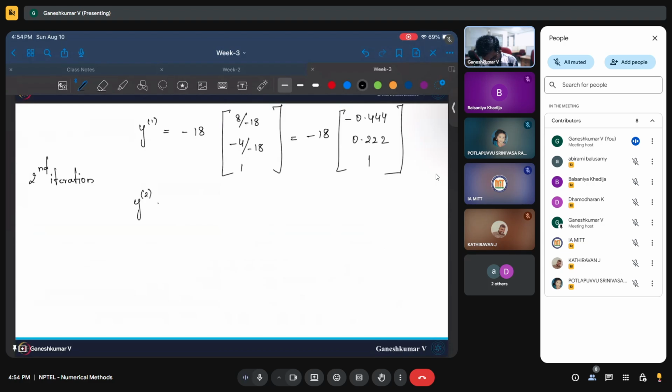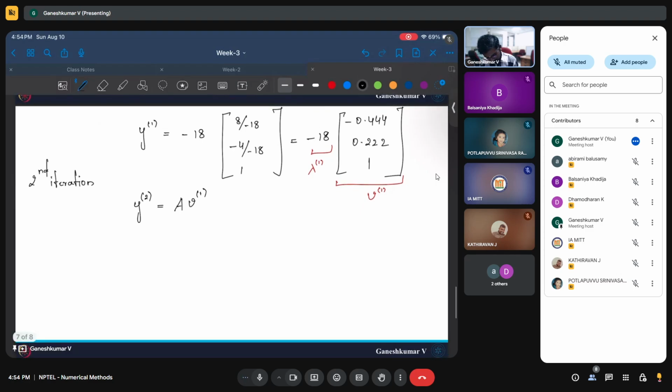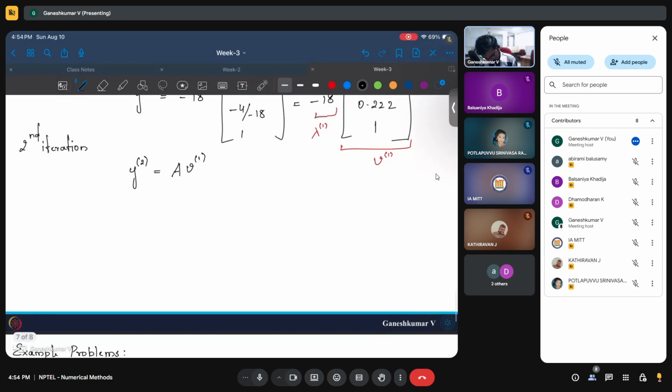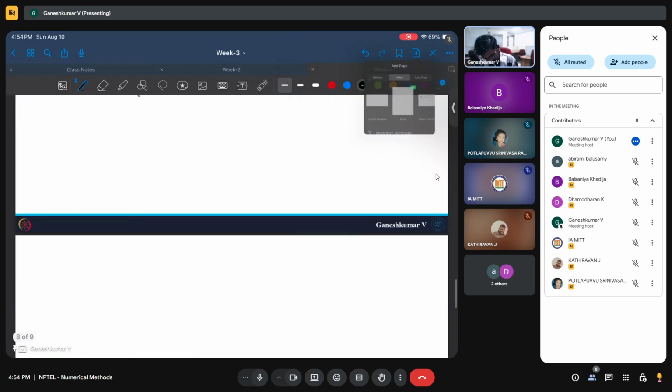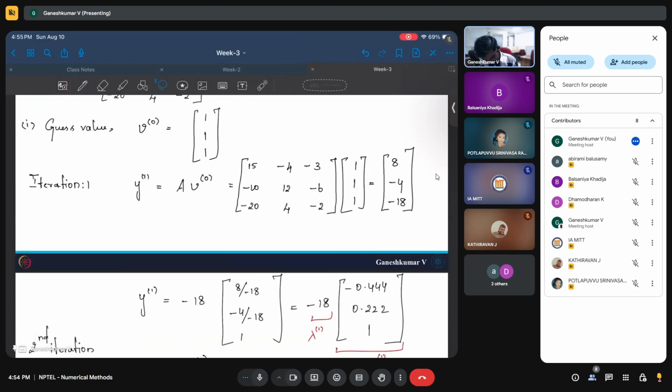It's going to be y of 2 is equal to A times v of 1. So what is v of 1? We didn't write that v of 1. So basically the v of 1 is going to be this one, and this is our, let's say, lambda of 1. Okay, now again you multiply the matrix. You just need to repeat this again and again.